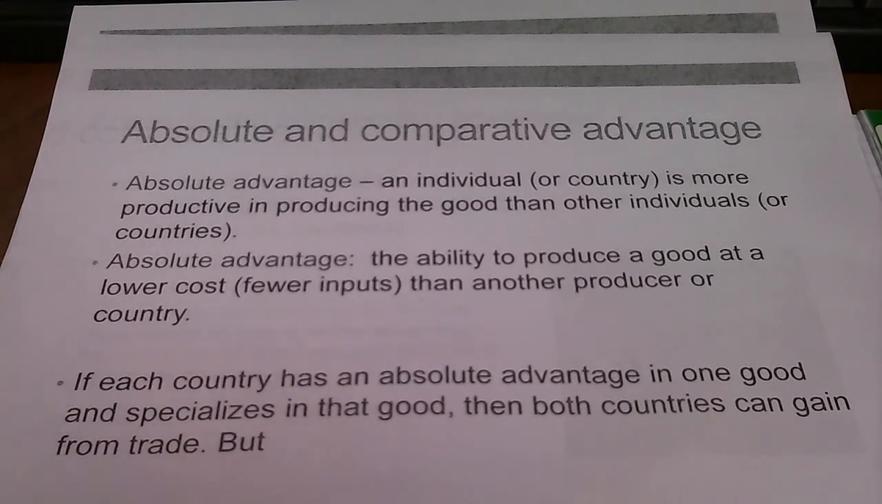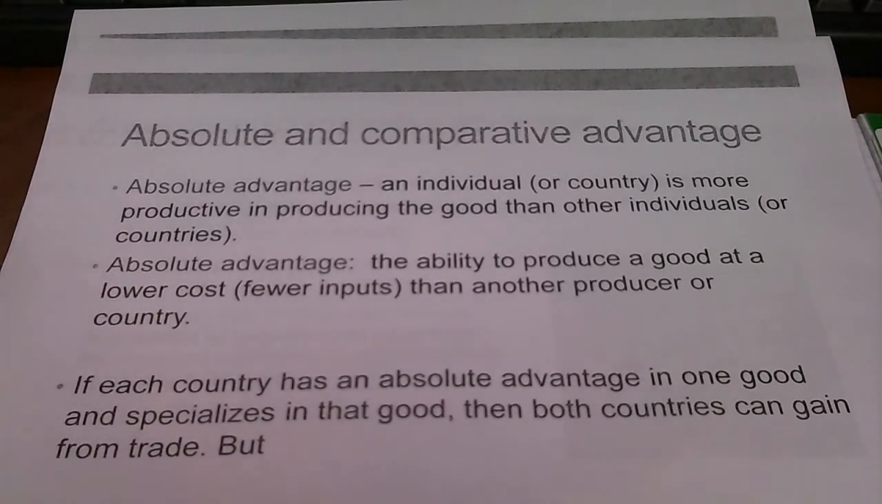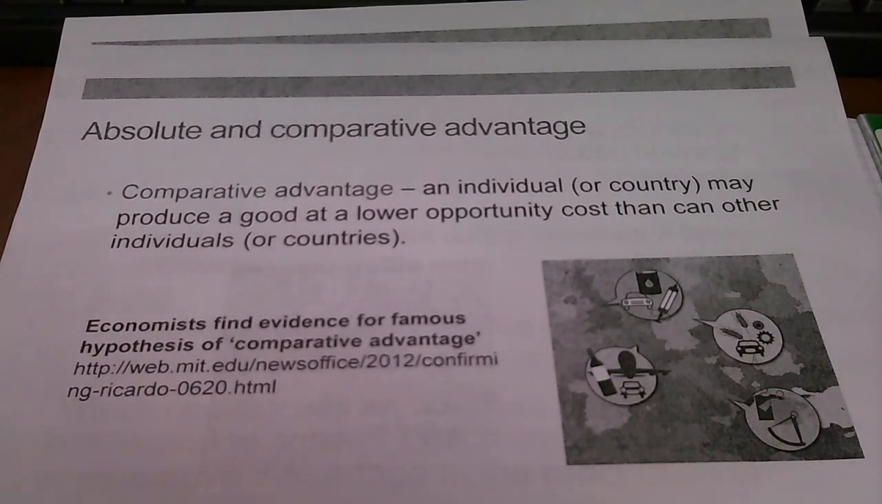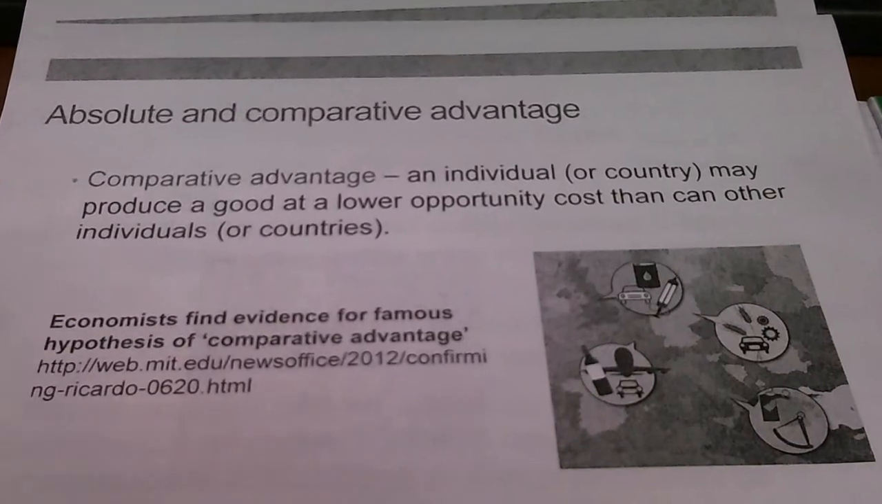Okay, let's look at the definitions of absolute and comparative advantage. Absolute advantage occurs when an individual or country is more productive in producing the good than other individuals or countries, or it uses fewer inputs, at lower cost than another producer or country. Think of somebody that can produce a good in fewer hours than another person. Then the person that can produce it in fewer hours has an absolute advantage. The comparative advantage, on the other hand, depends on opportunity cost, and an individual or a country has a comparative advantage if it can produce a good at a lower opportunity cost than another individual or country.